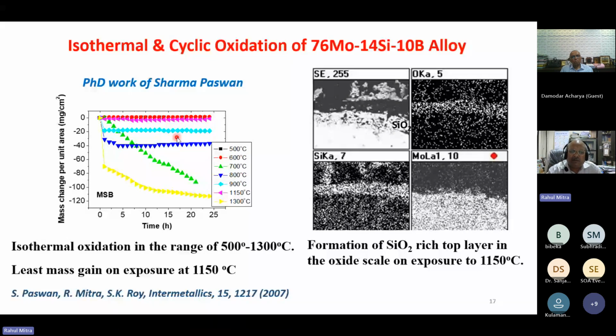The growth rate of SiO2, as we saw, is slow. At lower temperature, the diffusivity of silicon is also less. So that's why below 1150 degrees centigrade, it grows slowly. But at 1150, it grows quickly. So we saw minimum mass loss at 1150. And we also found that if you hold at 1150 for some time and then you hold again at 700 or 800, you don't see this kind of behavior. The oxide scale that is formed at 1150 protects from further oxidation even at other temperatures. So it is a good idea to pre-expose the alloy at 1150, form a protective oxide scale, and then subject it to other temperatures. This was the conclusion from this paper.